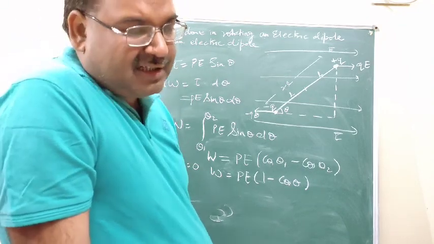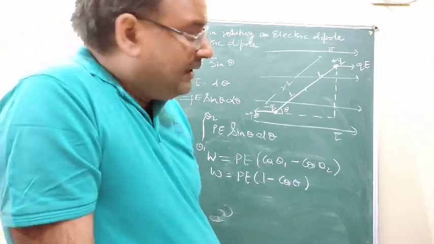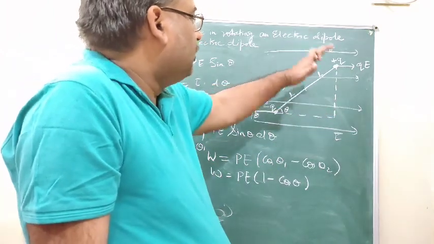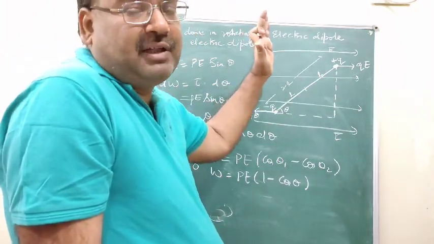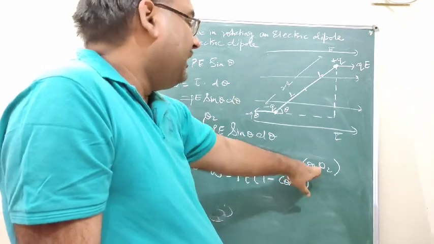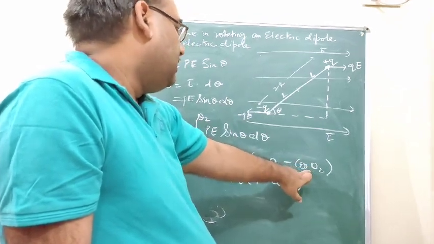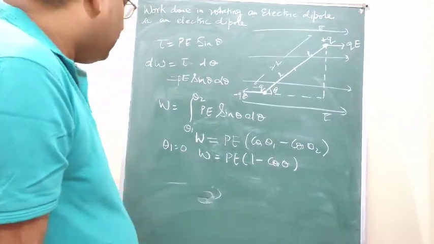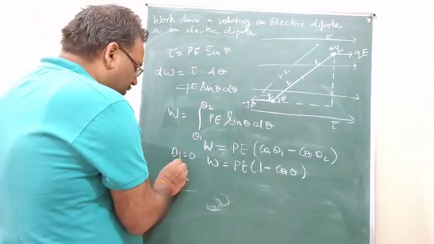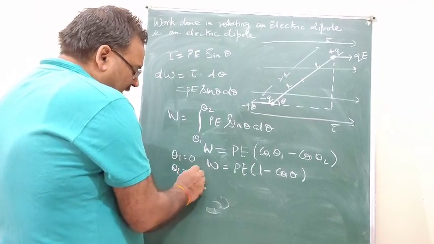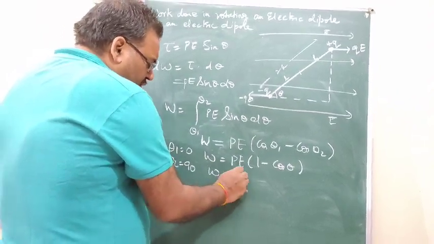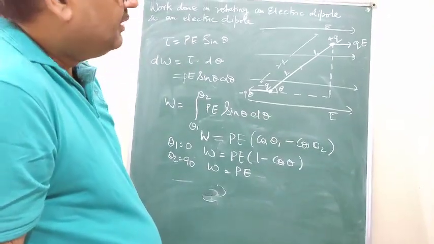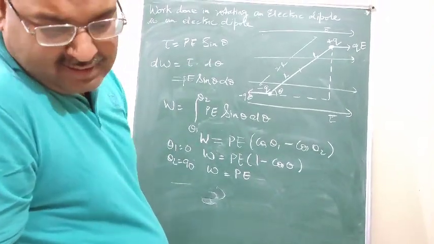If the dipole is rotated by an angle 90 degrees, suppose the dipole moves and becomes perpendicular to the electric field, then theta 2 will be 90 and cos 90 will be 0. So work done will be equal to PE. Okay, if theta 2 is equal to 90 degrees, then W is equal to PE. Is it clear?